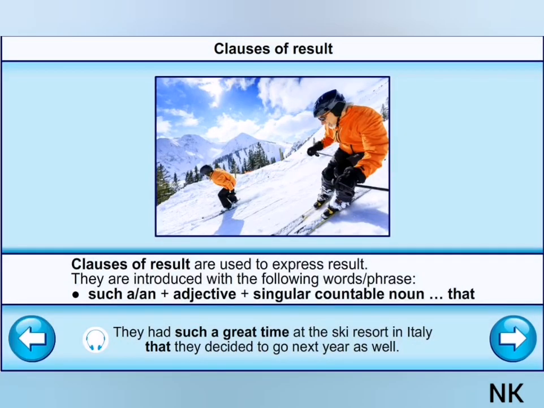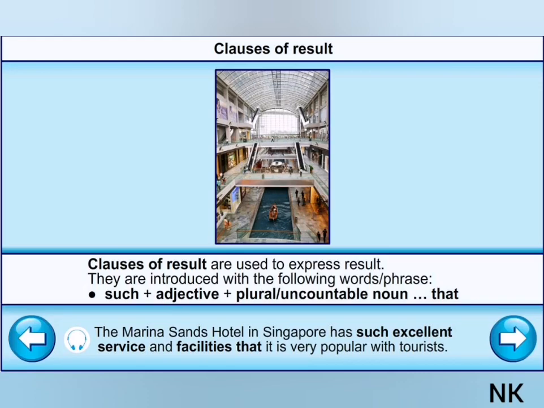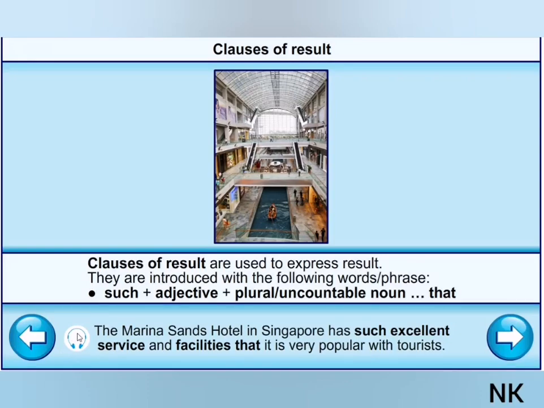They are introduced with such a or such an plus adjective plus singular countable noun, that. They had such a great time at the ski resort in Italy that they decided to go next year as well. They are introduced with such plus adjective plus plural or uncountable noun, that. For example, the Marina Sands Hotel in Singapore has such excellent service and facilities that it is very popular with tourists.